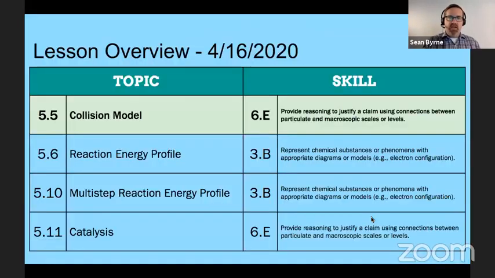Great. So like I said, we're going to get into collision model today, talk about some graphs that I think will look pretty familiar to you, but we'll just give them a quick overview and then look at a couple of complicated problems where we have a multi-step reaction, and then wrap up our conversation with some catalysts and how they would affect a solution or affect a reaction on a couple different levels.